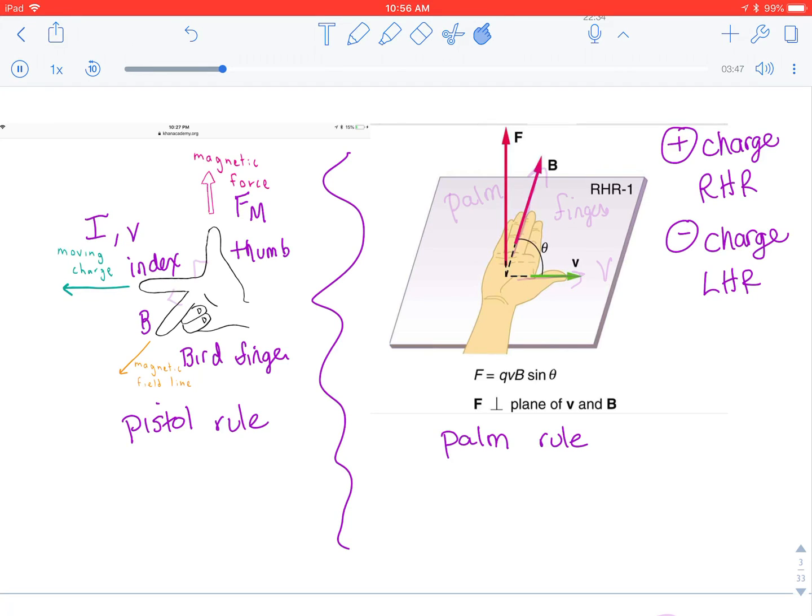What's really important when you do this with the pistol rule is all three fingers have to be perpendicular to each other. So you have to hold them perpendicular to each other so you can solve the problem. So you're making a nice pistol with your hand when you're using it.